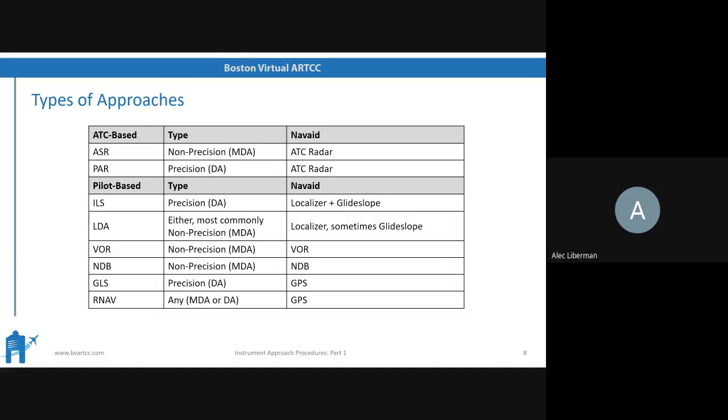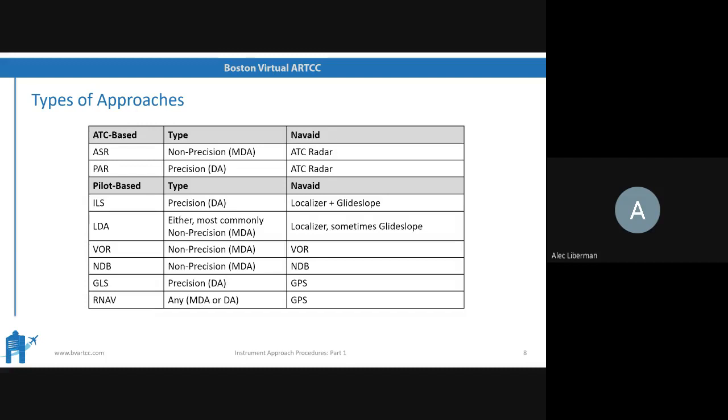You can use the VOR approach. So if there's a VOR on the runway or on the field or somewhere off the field but aligned with the runway, you can use a VOR approach. That's non-precision with MDA. NDB, I would be hard-pressed to find any that are still in existence, at least in the US, probably in some mountainous or otherwise rural areas. But those are non-precision MDA approaches. And they're terrible. Yeah.